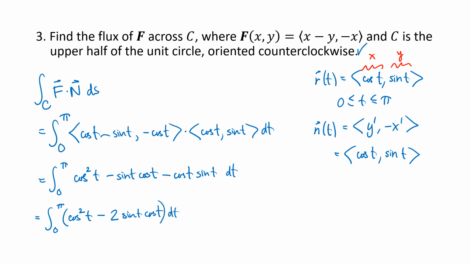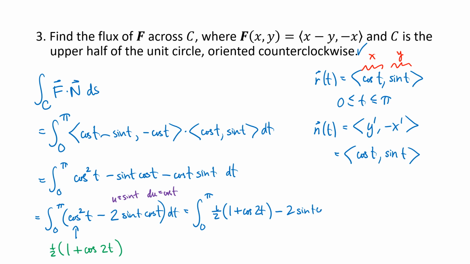Now, a couple things we have to do here to make this work. Cosine squared of t, we're going to have to rewrite using a half angle formula. So that's going to be 1/2 times 1 plus cosine 2t. So whenever we have an even power of sine or cosine, that's how we approach that one. And the 2 sine t cosine t, we can actually do that with a substitution. So we're going to let u equal sine t, and then du will be cosine t. So let's do all that. We're going to rewrite this one more time, and then we'll go and do the antiderivative. So we get 1/2 times 1 plus cosine 2t, and then minus 2 sine t cosine t.